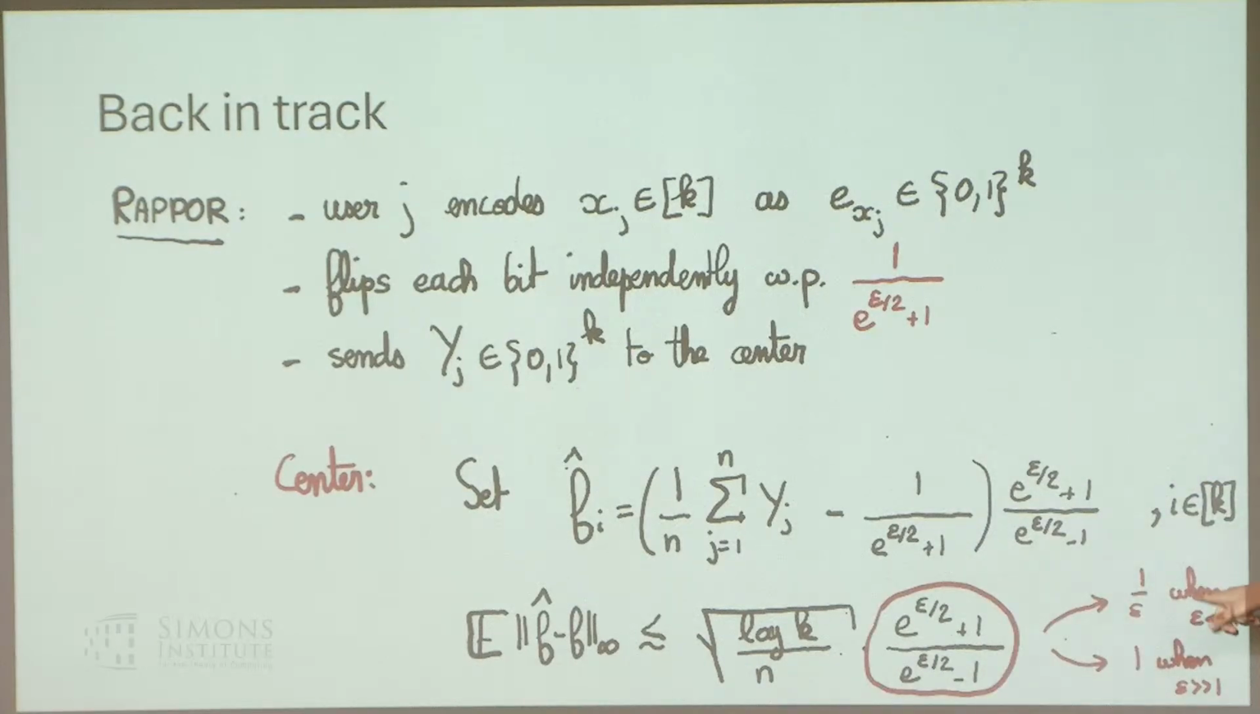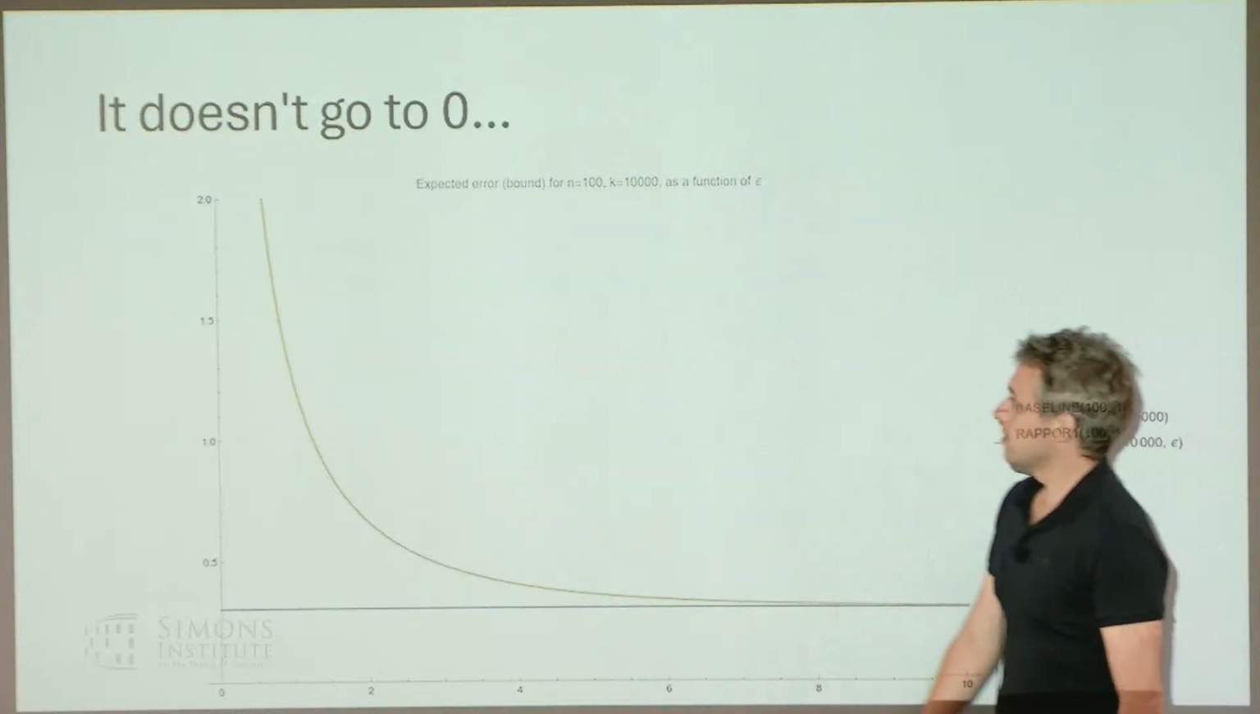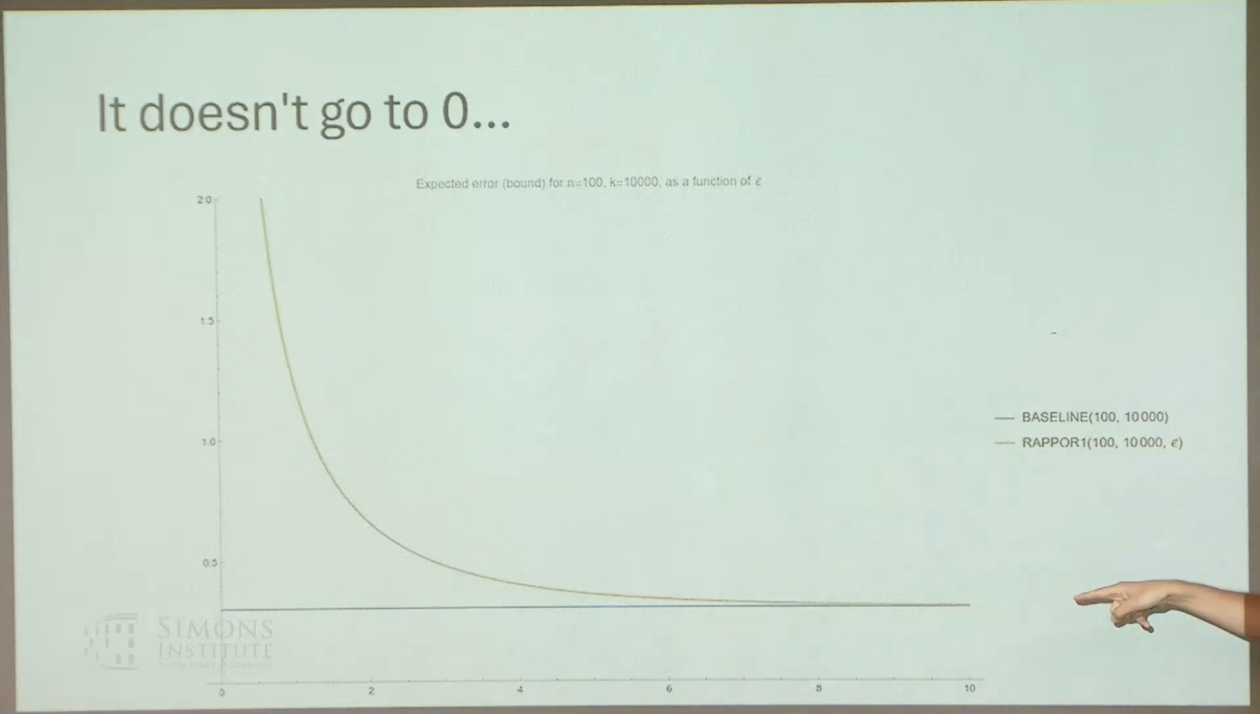What does that give you? This thing is 1 over epsilon for small epsilon. That gives you exactly the guarantee I got before. That's great. Except that when epsilon is large, this thing converges to 1. You get nothing as the privacy parameter grows. And that's kind of an issue, right? That means that when epsilon grows, your error will plateau. Intuitively, if epsilon goes to infinity, the less privacy I have, I would like my error to go to 0. So that's a bit annoying.